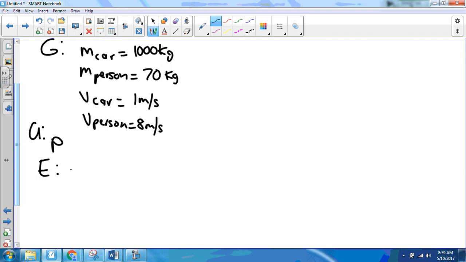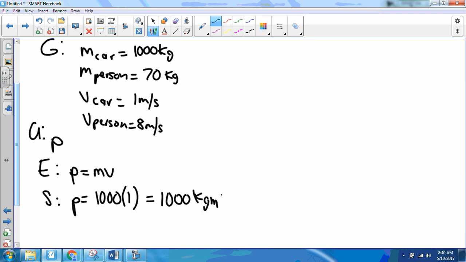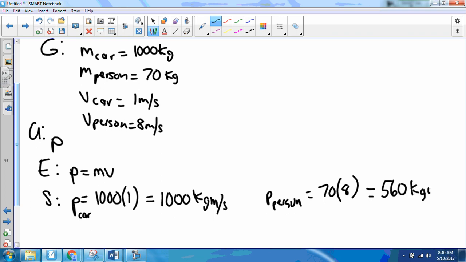The equation is P equals mv. Let's solve it. P for the car is the mass of the car, 1,000, times the velocity of the car, 1, which gives us 1,000 kilogram meters per second. Then we do P for the person, which is the mass of the person, 70, times the velocity of the person, 8. 70 times 8 is 560, and that'll be kilogram meters per second.